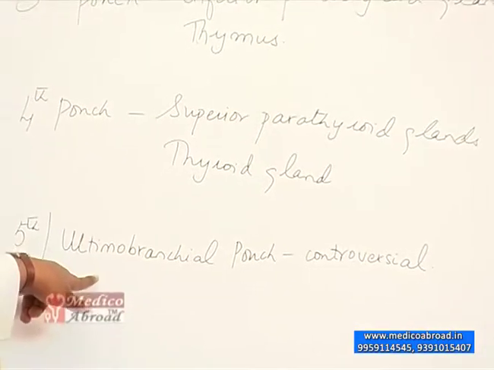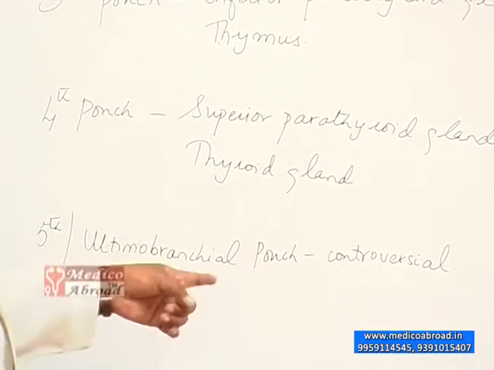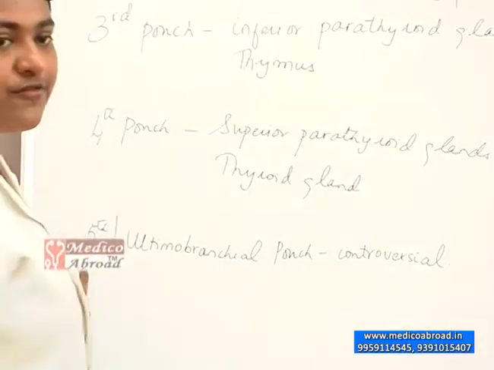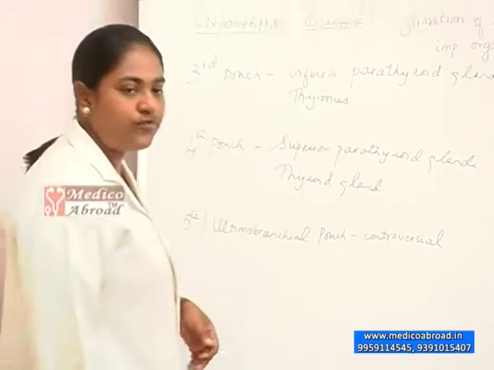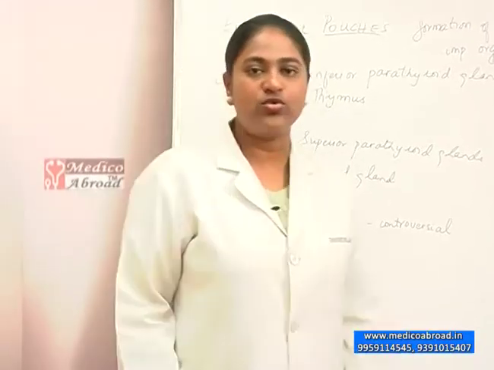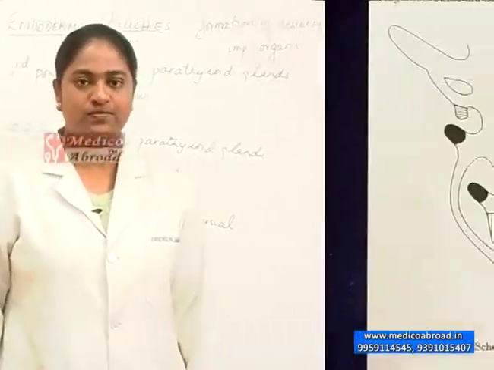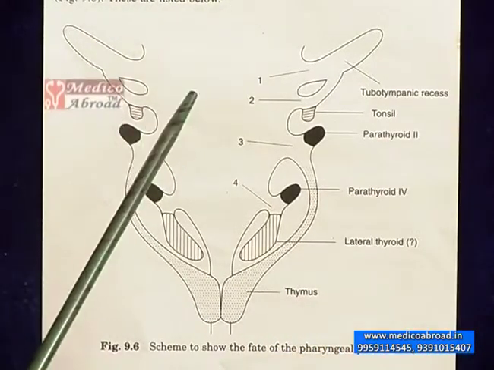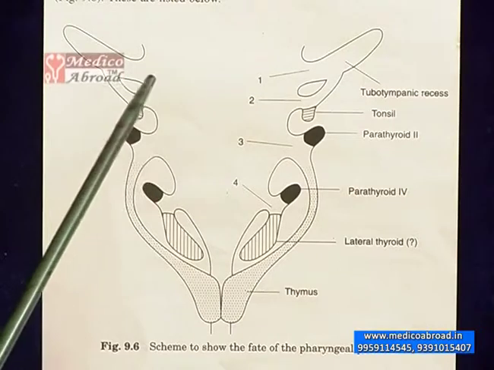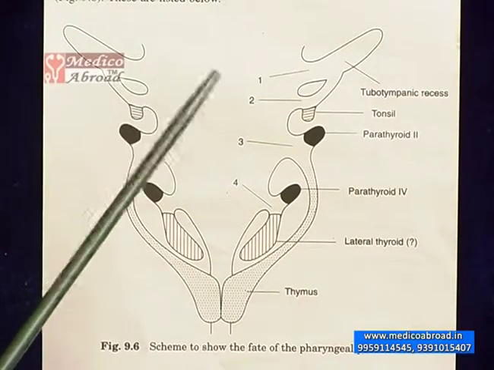Fifth pouch is very controversial, but you need to know the name. Fifth pouch is also called the ultimobranchial pouch, the role of which is controversial, but you need to know the name of the fifth pouch. This picture shows you the fate of the endodermal pouches. Now they participate in the formation of several important organs.